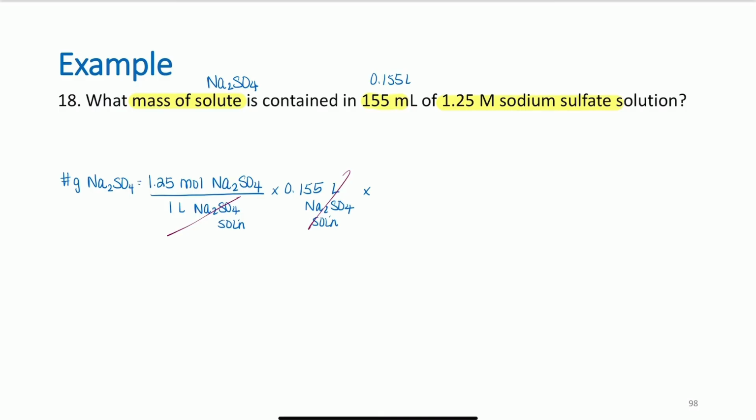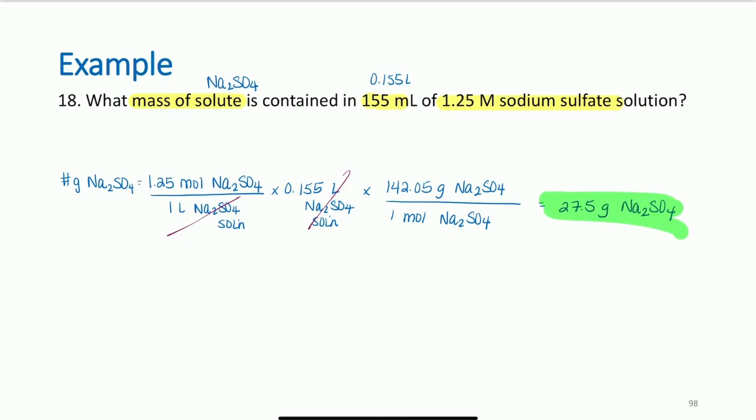Now I want to know how many grams because I want mass, so I've got moles. Now I just convert to grams. Add up the molar mass. Molar mass of sodium sulfate is 142.05 grams to 1 mole of sodium sulfate. That gives 27.5 grams of sodium sulfate. So if I have 155 mL of a 1.25 molar sodium sulfate solution, that means it contains 27.5 grams of sodium sulfate.